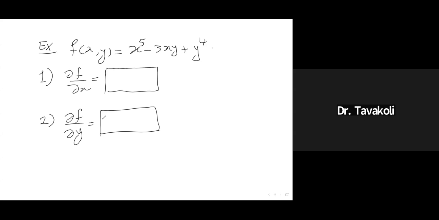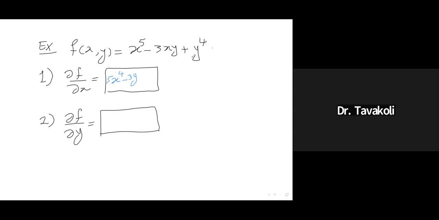So if I want to use formulas for the partial derivative with respect to x, I deal with x as if x is the variable, and I deal with y as if y is a constant. So the derivative of x to the 5 with x as the variable is 5x to the 4. You know this power rule from Calc 1. The next one, minus the derivative of 3xy with respect to x, and I deal with y as a constant, as if it was 3y times x. And 3y is a constant, x is the variable, so the derivative with respect to x is just 3y.